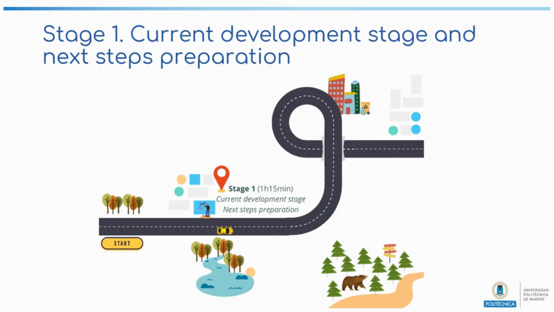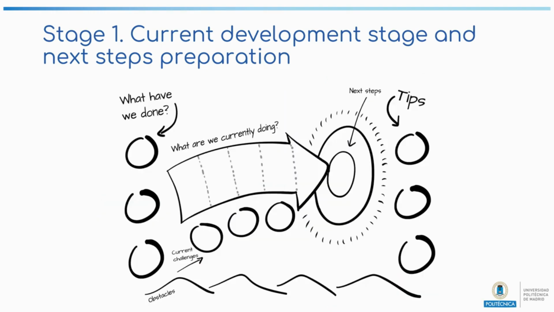Stage 1 aims at reflecting on the current state of the projects and to focus on the following stages. Here you can see a template that can help the group of involved teachers to reflect on the project status. You will start having a look back to what was already done with the students. Then you will reflect on the activities that are now being done.